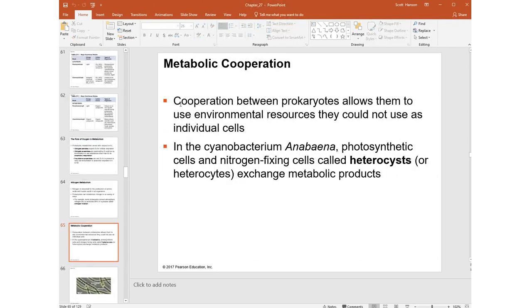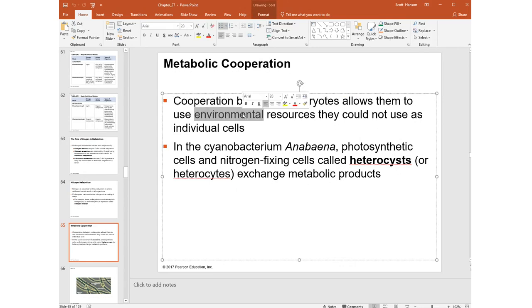Then there's also a lot of symbiosis, a lot of cooperation. The cooperation between different types of prokaryotes allows them to use environmental resources that they could not otherwise use as individual cells. Like the cyanobacterium, and cyano actually means blue. Like the chemical cyanide is actually a blue chemical. So the cyanobacteria, the blue bacteria or blue-green bacteria, one called Anabaena.